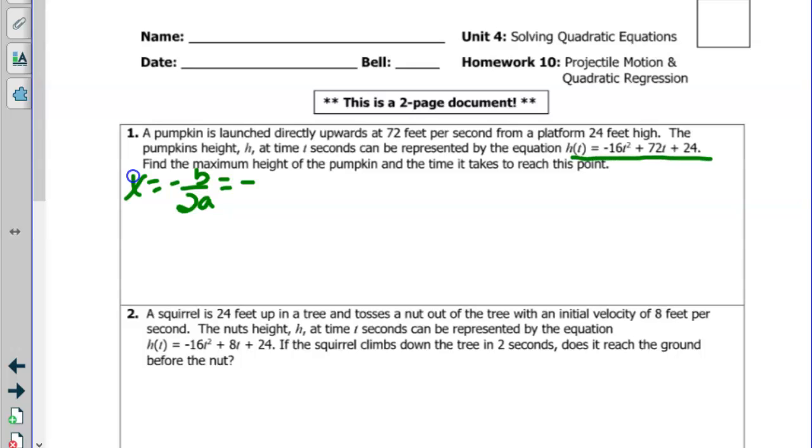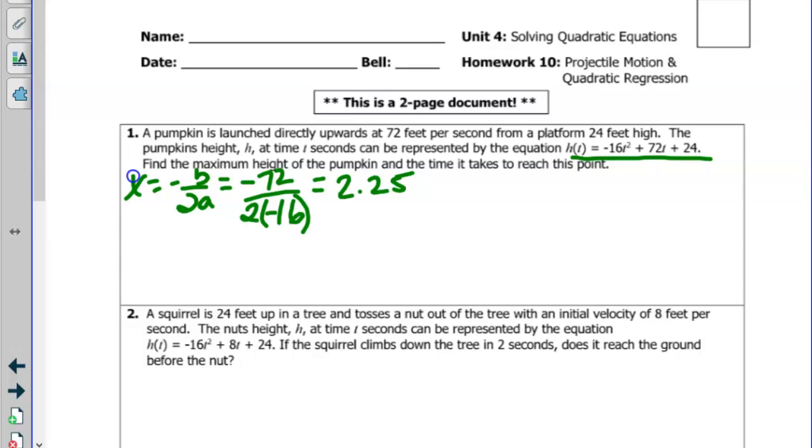Very good. Over 2, what's my a? Negative 16. I should say t equals. I put x out of habit, but I should say t. What is negative 72 divided by 2 times negative 16? And it will be a decimal. 2.25, right? That's my t. That's the time it takes to reach maximum height.